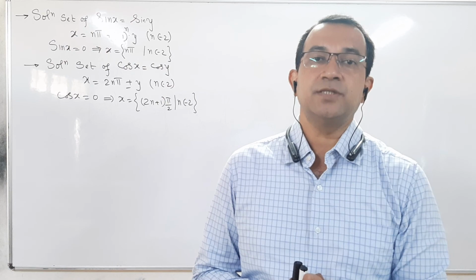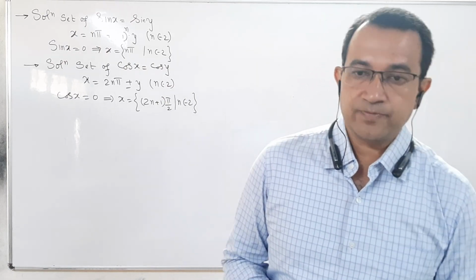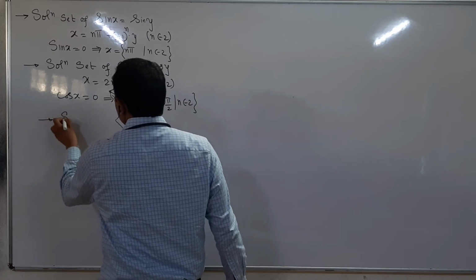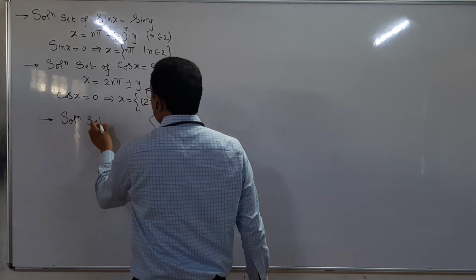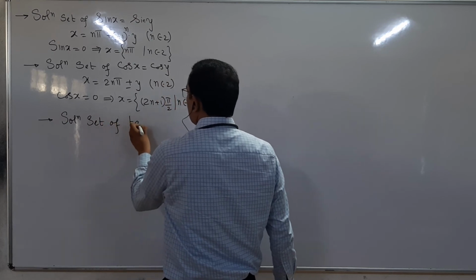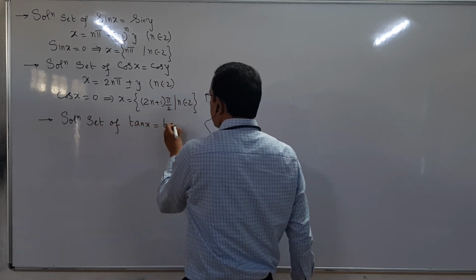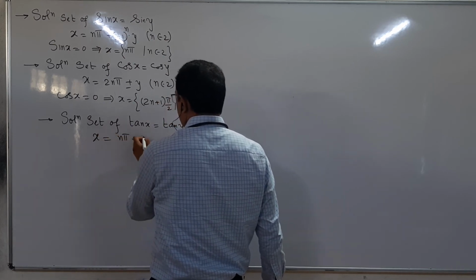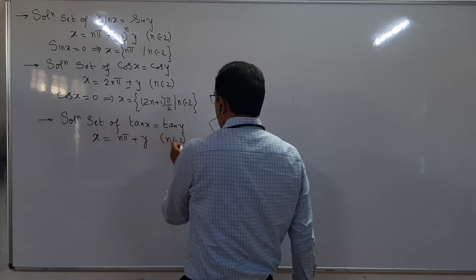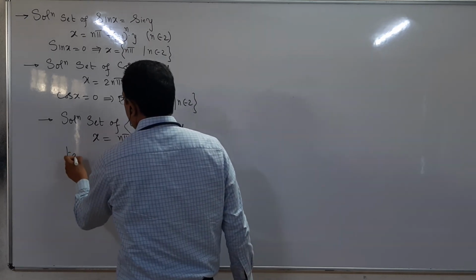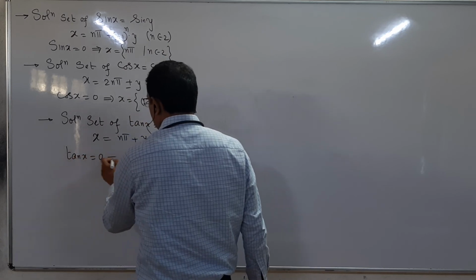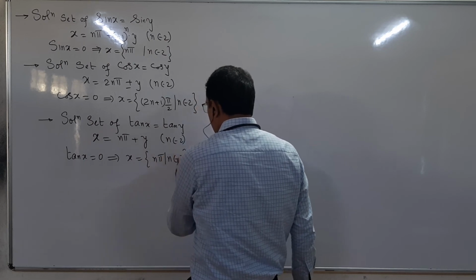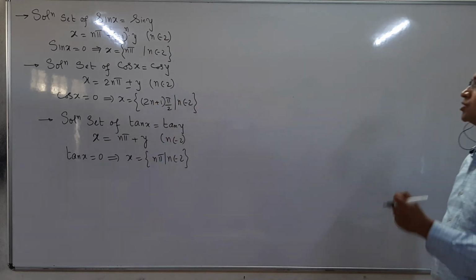Then, students, the solution set of the equation tan x is equal to tan y is x is equal to n pi plus y, where n belongs to Z, and the set of zeros of tan function is the same as sine function. So n pi, where n belongs to Z.